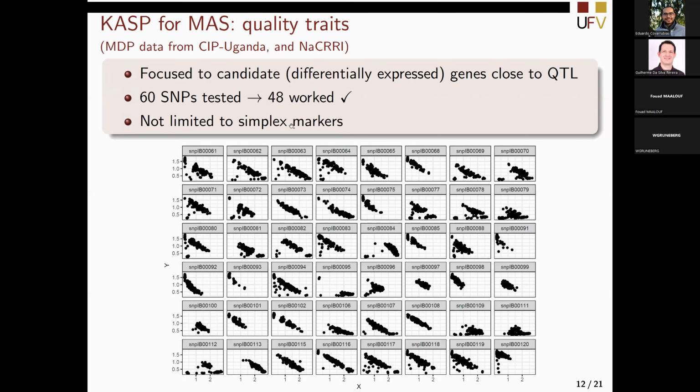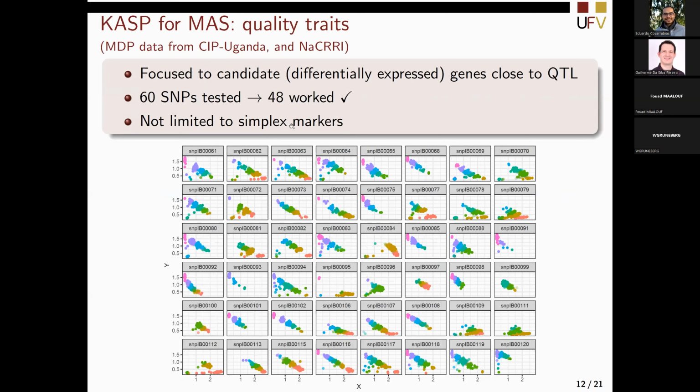So this is how the genotype calling, the dosage calling looks like, right? Some of them are very well behaved, some of them are not very well behaved, but that's the issue of working with hexaploids, right? Sometimes things get a little messier.